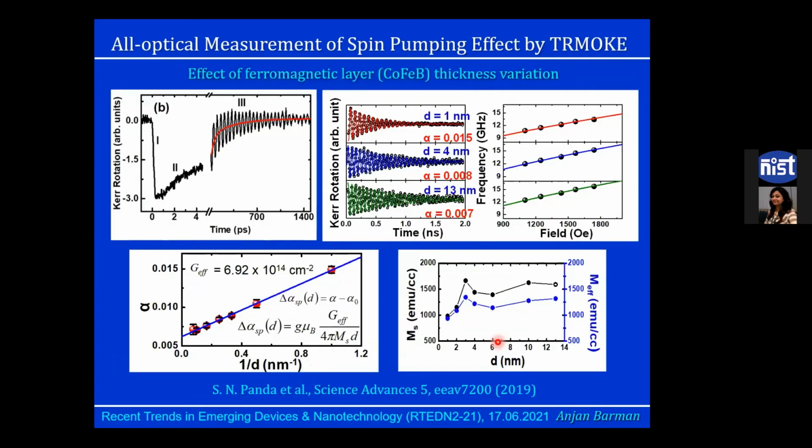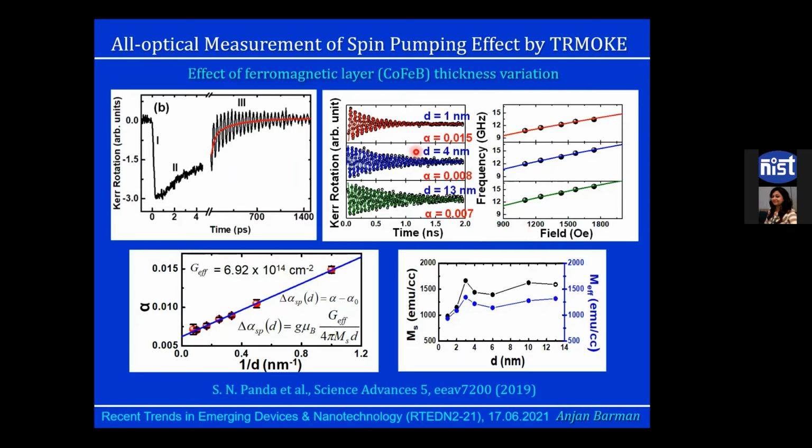So again, we did this experiment. Of course, this is the demagnetization part, the remagnetization and the precession. And from here, we extracted the precession and measured the damping. You can see frequency versus field also gives rise to all the values like MS and so on.